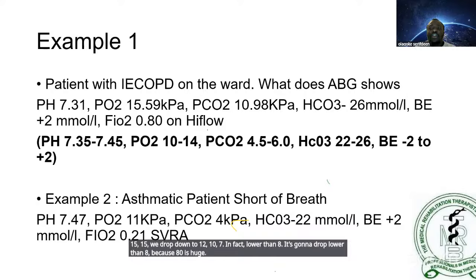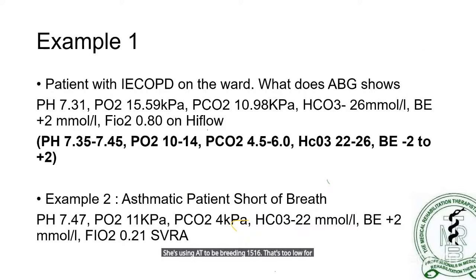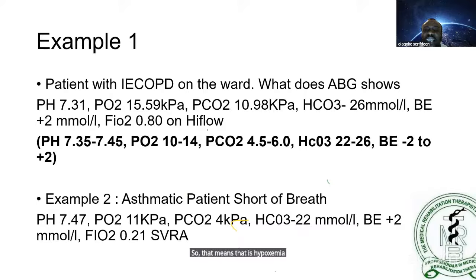But ideally, we should be expecting something like as high as 60, 70. But now she's on 15. She's using 80 to be breathing 15, 16. That's too low for her. So that means that is hypoxemia, low oxygen. That is what that says. If that makes sense, look at the PO2.